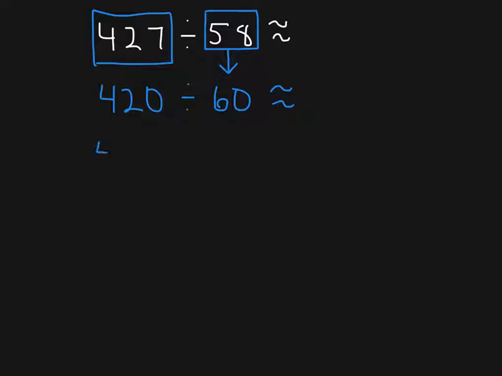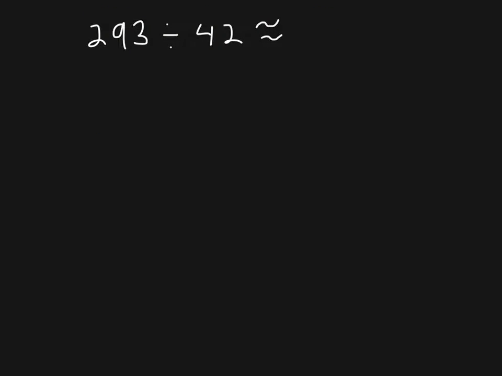And I can think of this as 42 tens divided by 6 tens. And since 10 divided by 10 is 1, 42 divided by 6 is going to be 7. And so 7 will be my estimate. 427 divided by 58 is about 7. Let's try one more before we do the last Edpuzzle quiz.